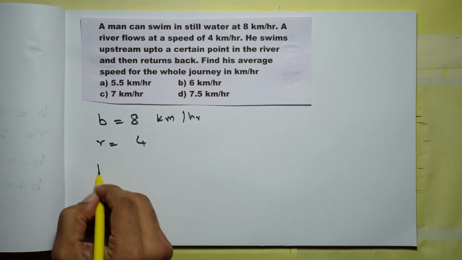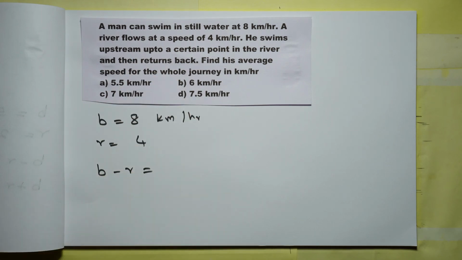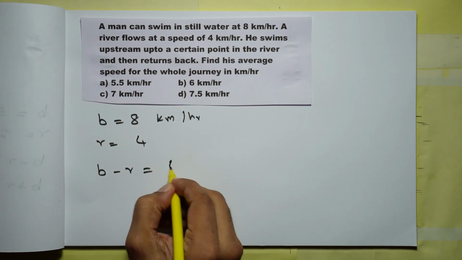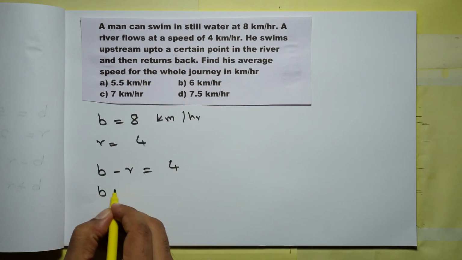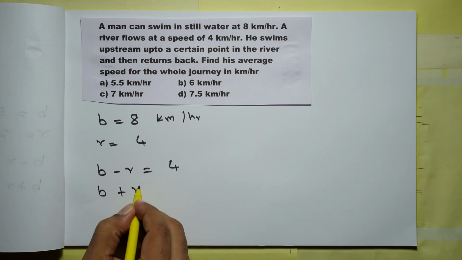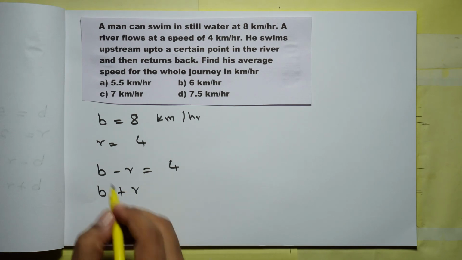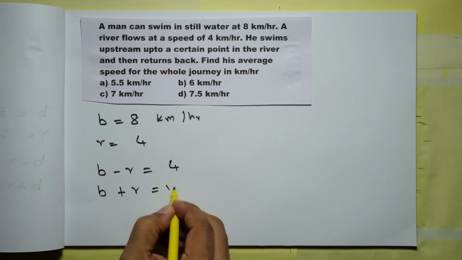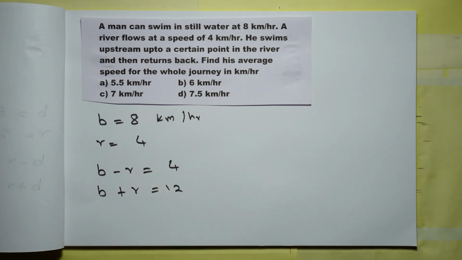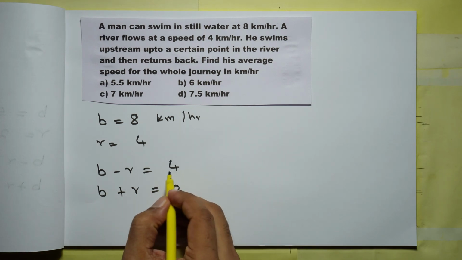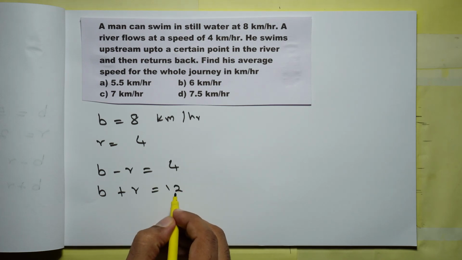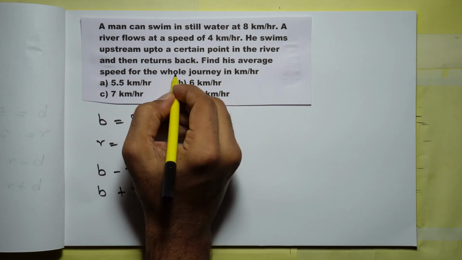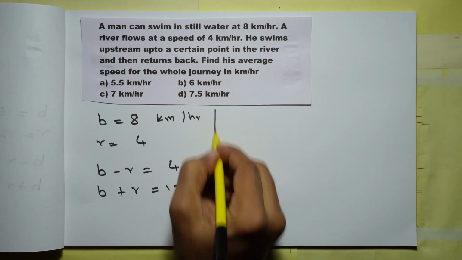Initially he goes upstream. So effective velocity is B minus R. That is 8 minus 4. That will be 4. And then he returns back. When he returns back, he will be downstreaming. And effective velocity B plus R. So that will be 8 plus 4 is equal to 12. So one half of the distance he travels at 4 kilometers per hour and the other half at 12 kilometers per hour. Find his average speed for the whole journey.